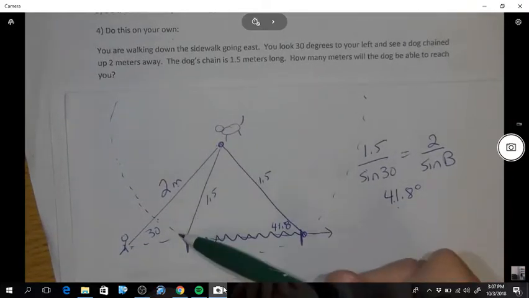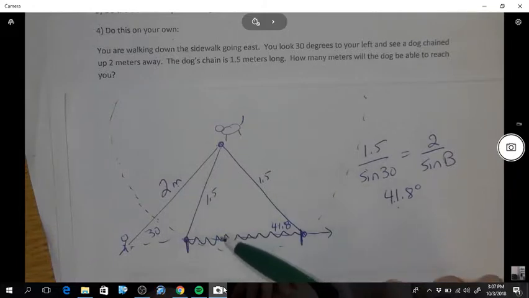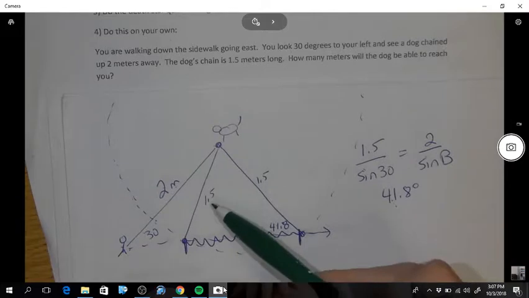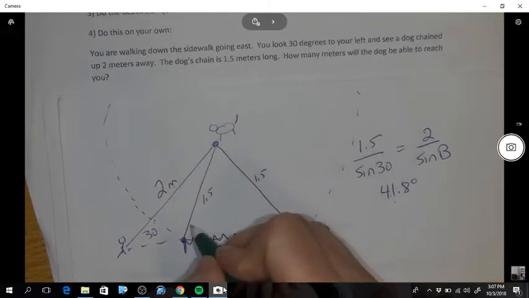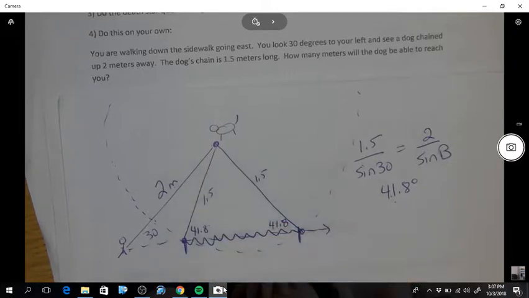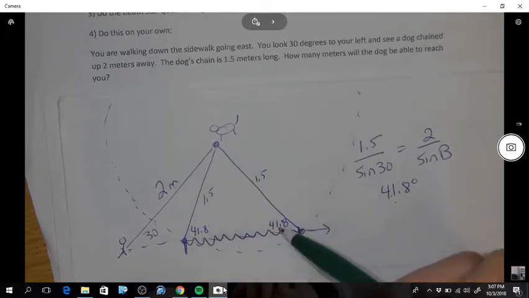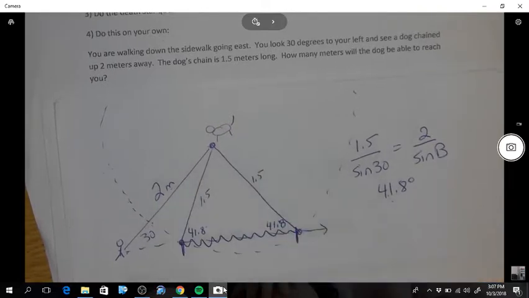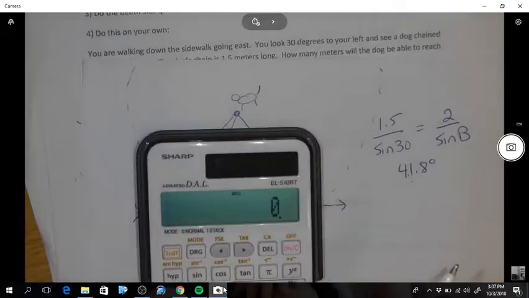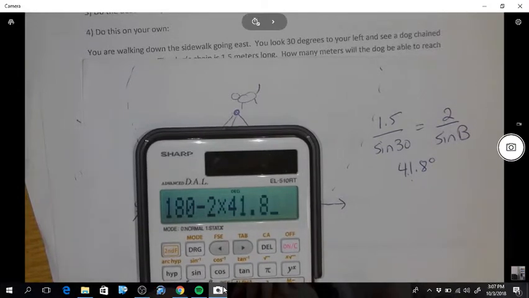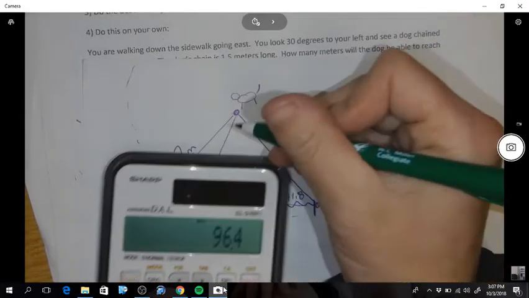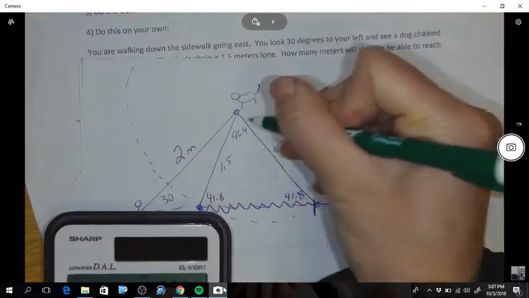Okay, I actually don't need to deal with this triangle because I want to just know this. So here's what I'm going to do. If I know that's 1.5 each, that's isosceles, then I know that the angles are the same on the bottom. If I have 2 of those, I can get my third angle. So 180 take away 2 times 41.8 leaves me with 96.4 degrees up there.